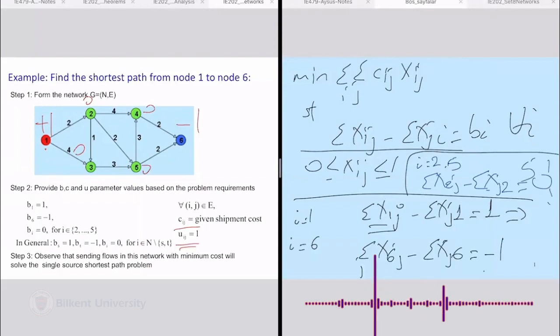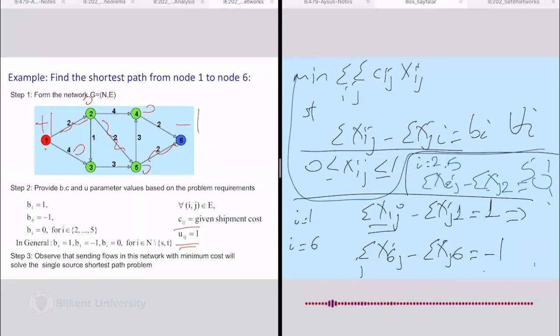And when you solve your formulation, since this is the minimum cost, it will select these arcs. When you look at it from 1, there is 1 arc going out. For 2, 1 out, 1 in, balance is 0. For 5, 1 out, 1 in, balance is again 0. And for 6, there is 1 in, so the summation is minus 1.